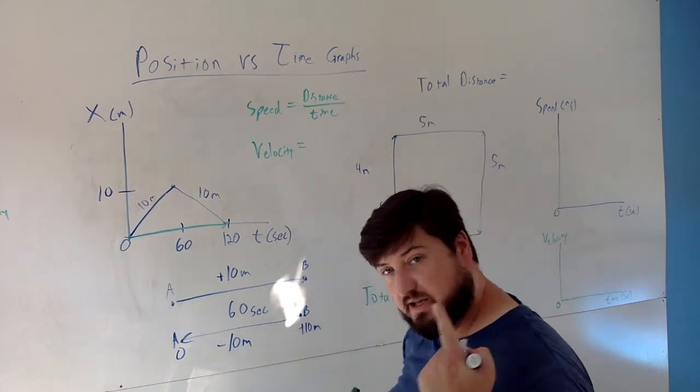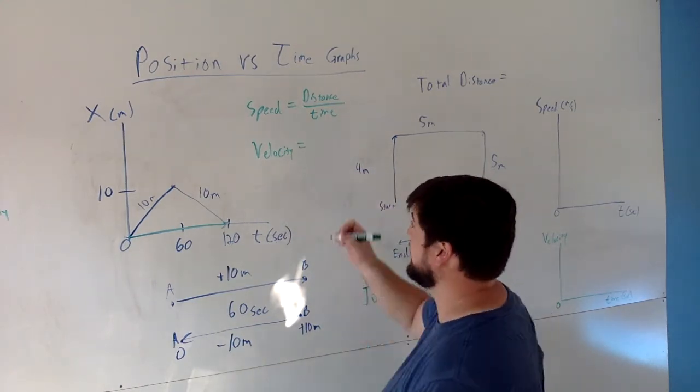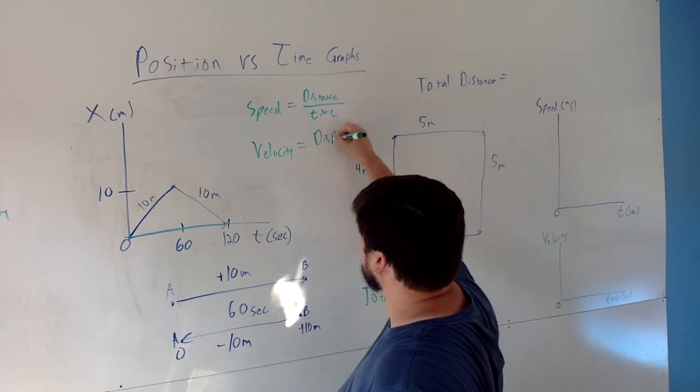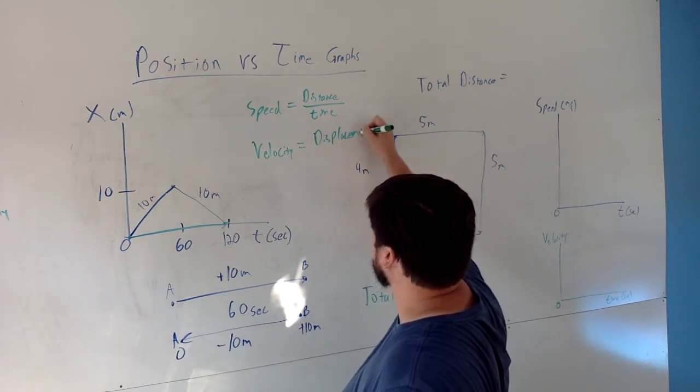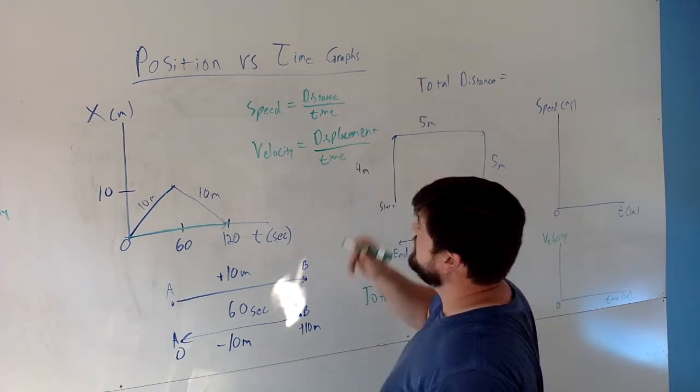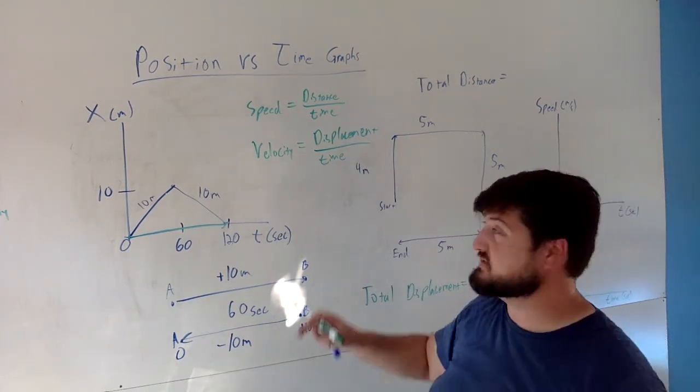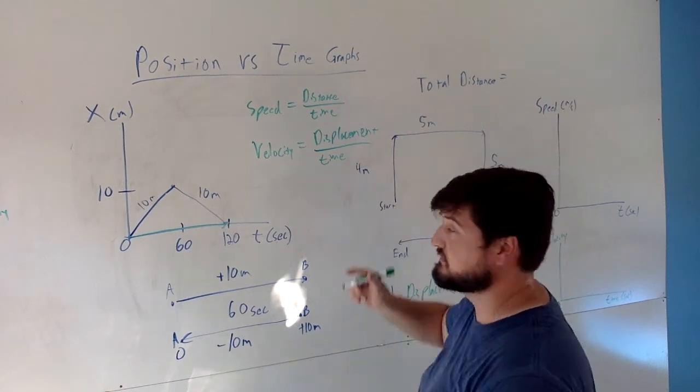Velocity is a vector quantity. It does have an arrow with it. It has a direction, okay? So velocity is displacement over time. So what you'll notice in each case is that you have an x over a t, okay?